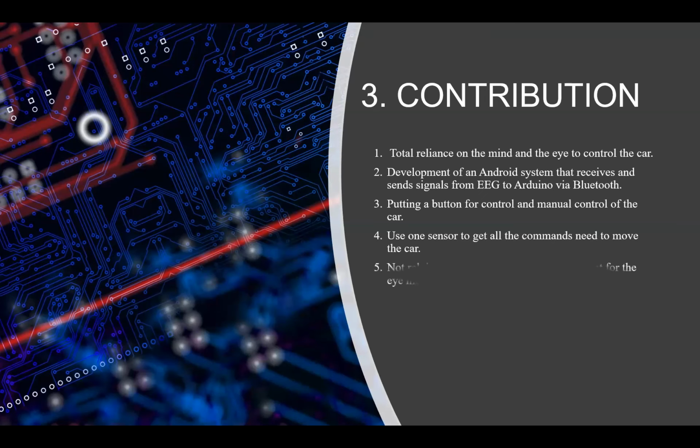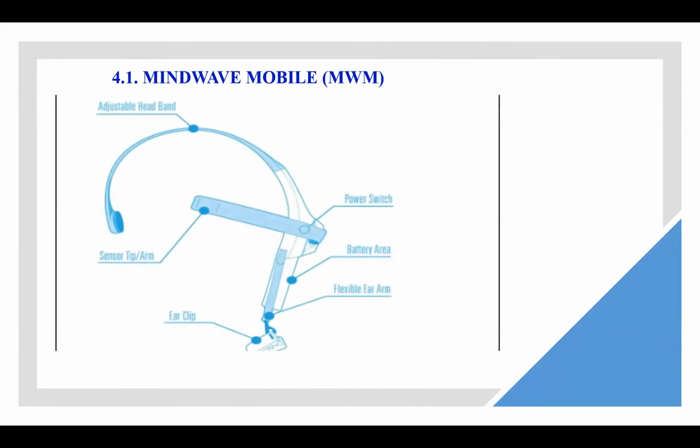In methodology, we explain the MindWave Mobile MWM, Bluetooth pairing, chip details, link strength, system design, and last, implementation. The MindWave Mobile has an adjustable headband, a sensor tip arm, a clip arm, a power switch, a battery area, and a flexible ear arm. It also has automatic wireless pairing, Bluetooth version 2.1 class 2, iOS and Android support, a single AA battery with runtime up to 8 hours, and a headset ID.